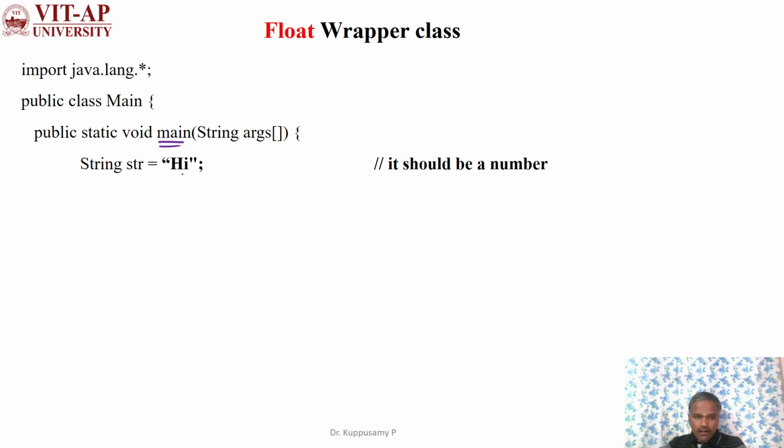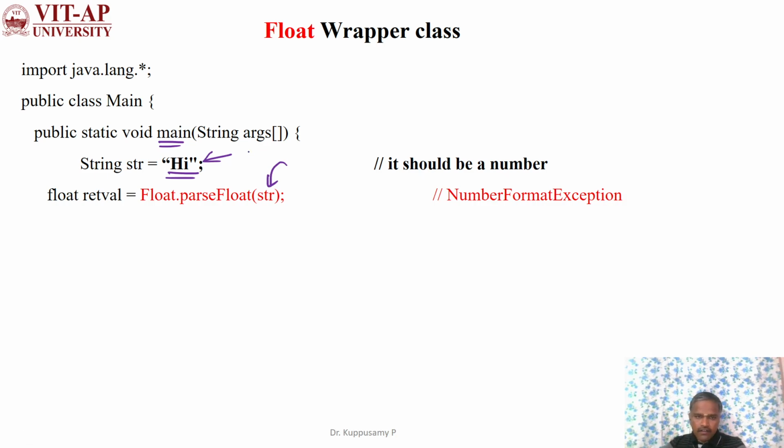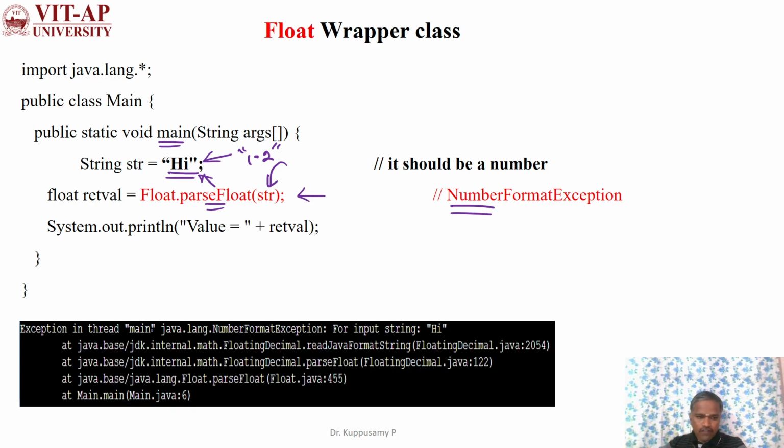As per the second constructor, we are going to pass a string as an argument, but here, instead of passing a numerical value, we are passing alphabets as a string. If you do that, there is the possibility of an exception, so a NumberFormatException will happen here. Look at that exception: in thread main java.lang.NumberFormatException for input string "hi". Here we should pass a numerical value as input. That's why we are getting this exception.